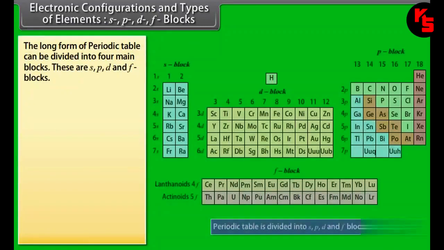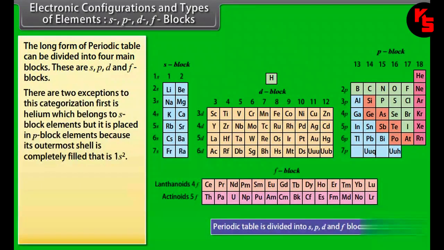Electronic configurations and types of elements: s, p, d, f blocks. The long form of the periodic table can be divided into 4 main blocks. These are the s, p, d and f blocks. There are 2 exceptions to this categorization. First is helium, which belongs to the s block elements, but it is placed in the p block elements because its outermost shell is completely filled, that is 1s2.